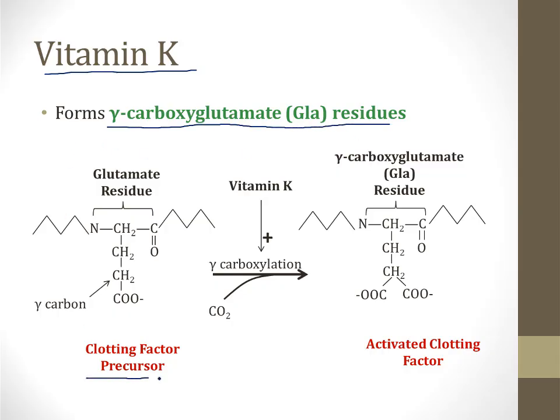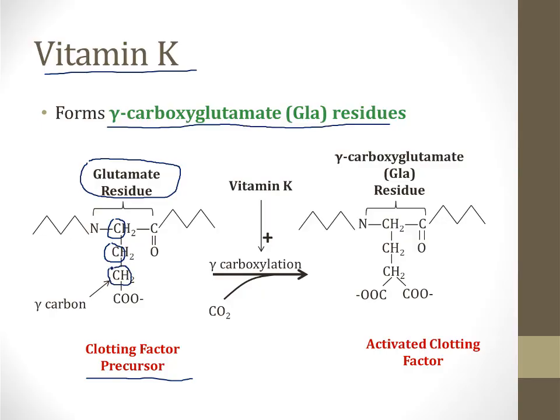So if you look at the precursor to a clotting factor, you will find residues of glutamate. Glutamate is an amino acid, and it's incorporated into the precursors. So the carbon next to the nitrogen in glutamate is called the alpha carbon. The next carbon is called the beta carbon, and the third one is called the gamma carbon.